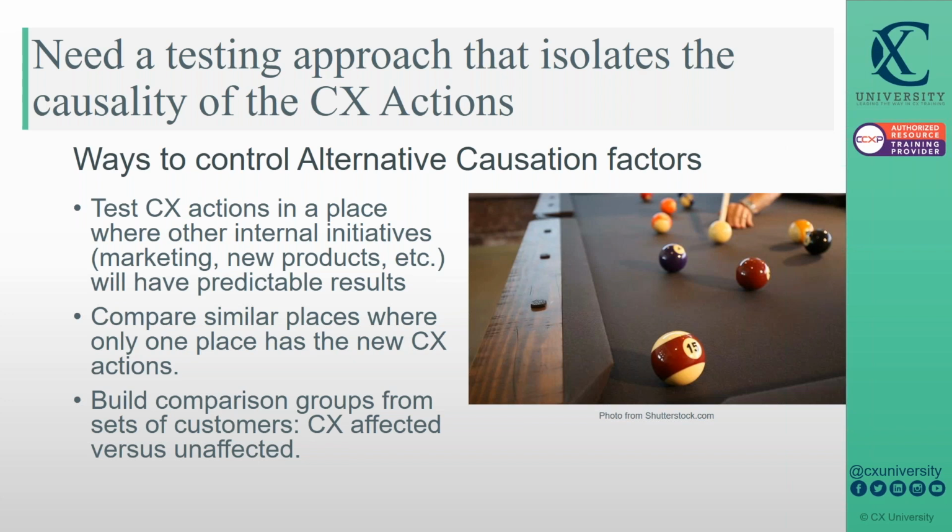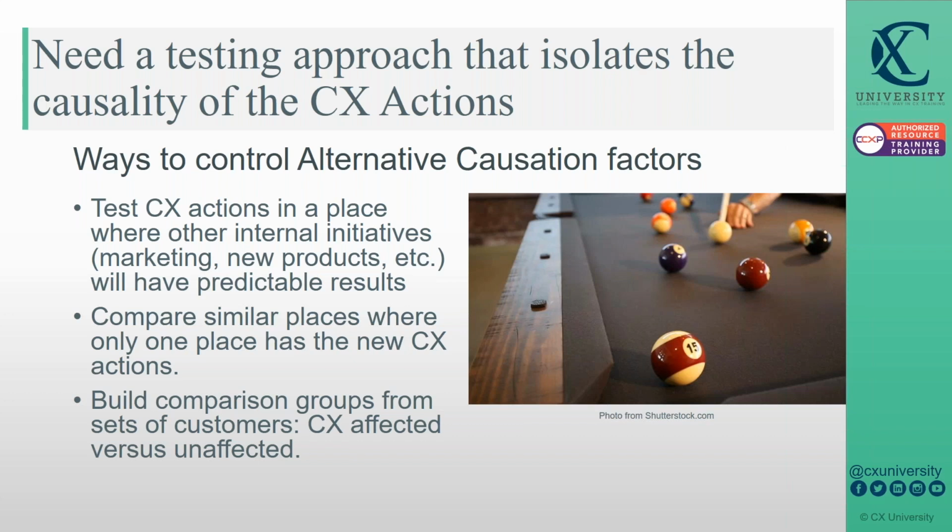New product development is also in the same situation. They're tasked with coming up with new products that more customers will buy or existing customers will buy, and their changes in revenue are doing that. There are people working on the cost side as well to reduce costs, which improves profits, and those are all alternative causation factors. So to show the causality of customer experience, you need to really control for those factors. And I've listed here three ways we see to do that.